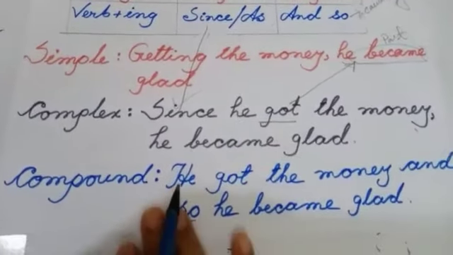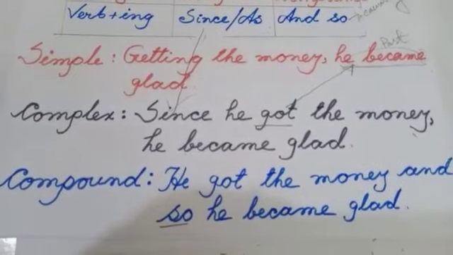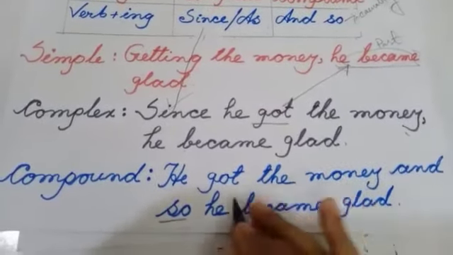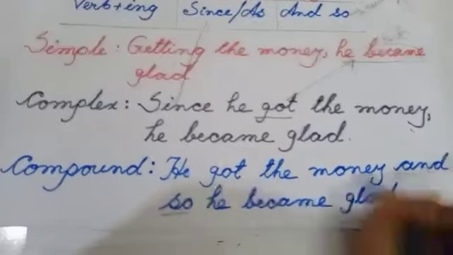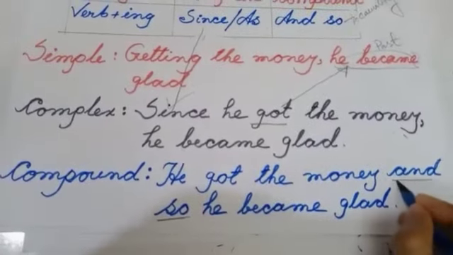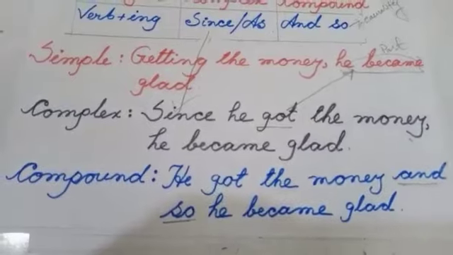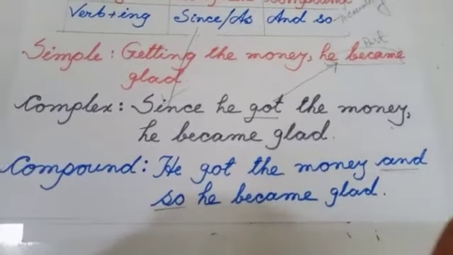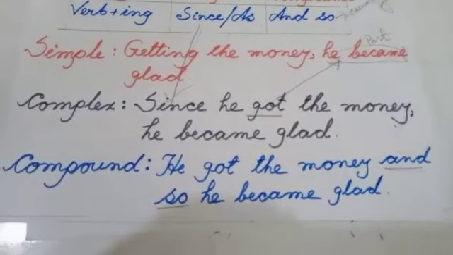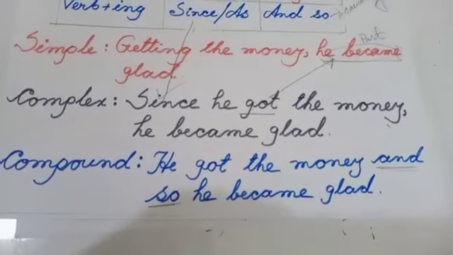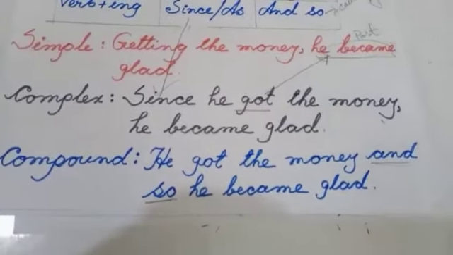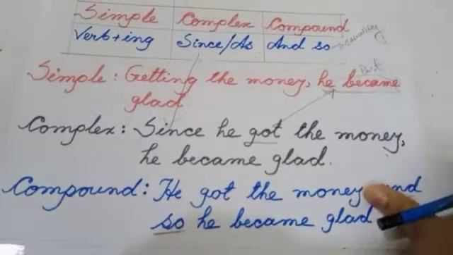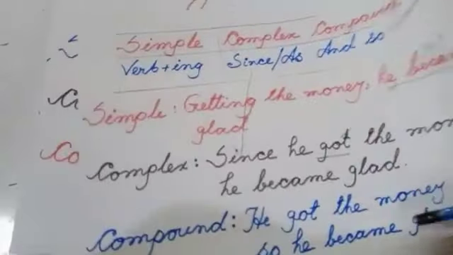Now, the compound one. He got the money and so he became glad. And so means he got the money, that is why he became glad. This is the reason he got the money, right? So we cannot say he got the money and he became glad. We have to say he got the money and so he became glad. Is it clear, my dear?